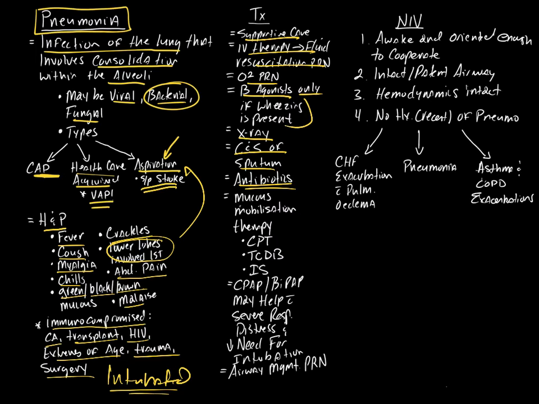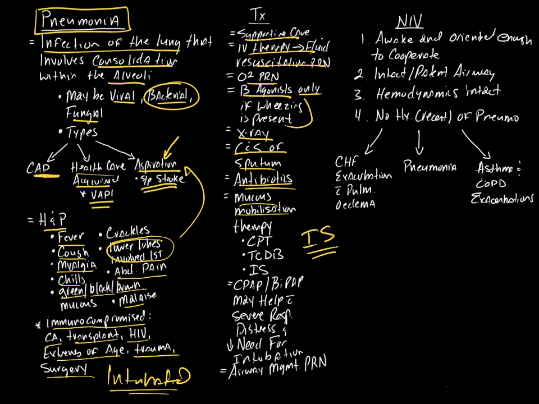Mucus mobilization. Okay, this can occur. Basically, this is getting mucus out of their body, right? Helping them clear mucus. So this may be positioning them, right? This may be something known as TCDB, turn, cough, deep breathing exercises. And are you guys familiar with something known as incentive spirometry, or IS? Anybody who's had surgery knows that, right?